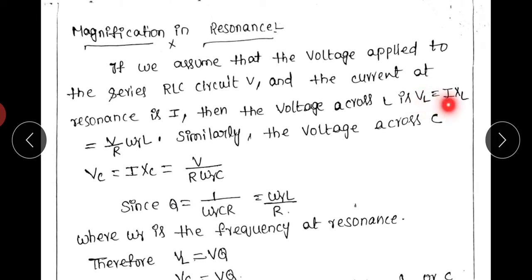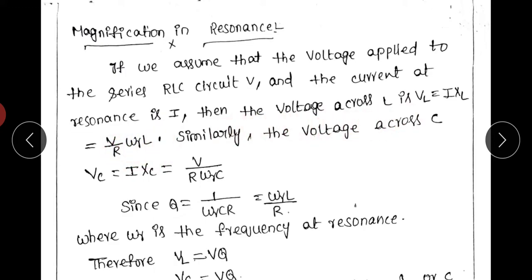At resonance the current equals I. XL is the inductive reactance. So the voltage across the inductor VL equals I into XL. We know that I equals V by R and XL equals omega into L. At resonance frequency omega equals omega R. So it equals V by R into omega R into L.